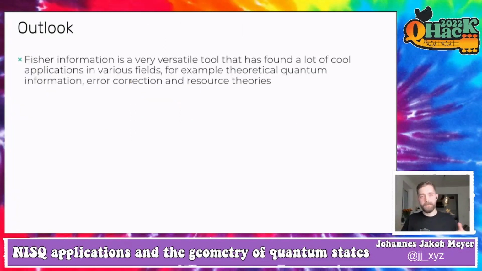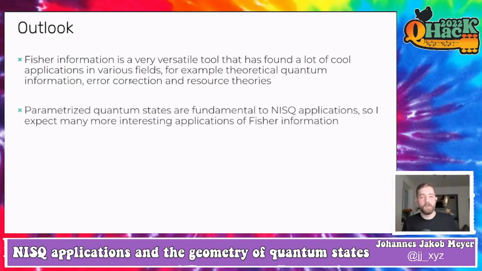So first, this Fisher information, both classical and quantum, is a very versatile tool. And it has also found applications outside of NISQ. Yeah, so also in theoretical quantum information, error correction, resource theories. And because those parametrized quantum states are really fundamental to those NISQ applications, they really pop up everywhere. You know, variational algorithms, metrology, optimal control. I really expect that there are many more interesting applications of Fisher information arising.